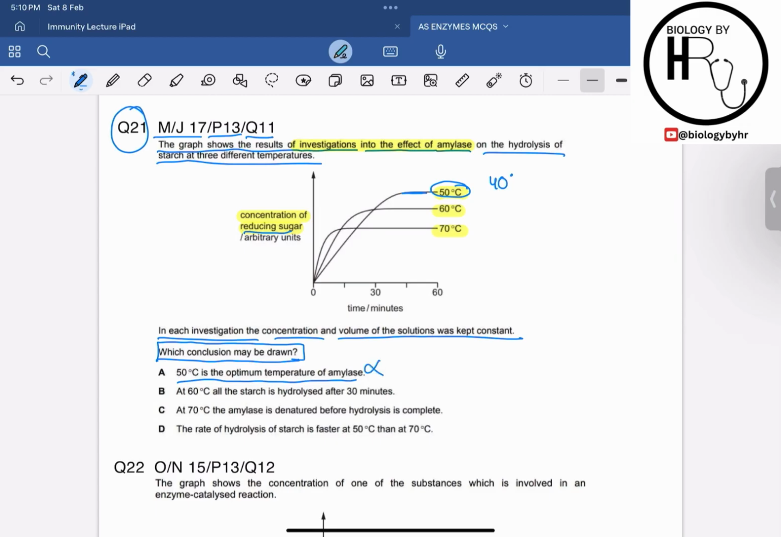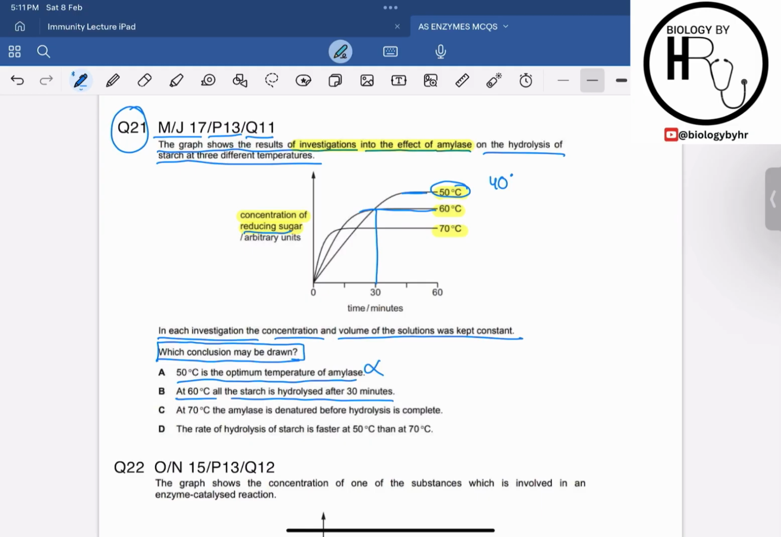Now let's look at option B. It says that at 60 degrees Celsius all the starch is hydrolyzed after 30 minutes. Alright, so they are talking about 60 degrees Celsius and they are saying that all the starch is hydrolyzed after 30 minutes. So no, this is not correct. We cannot say that at 60 degrees Celsius all the starch is hydrolyzed after 30 minutes. No, not after 30 minutes.